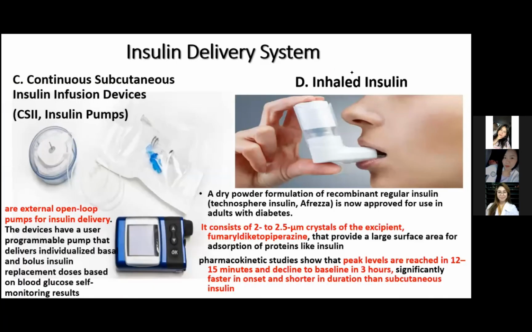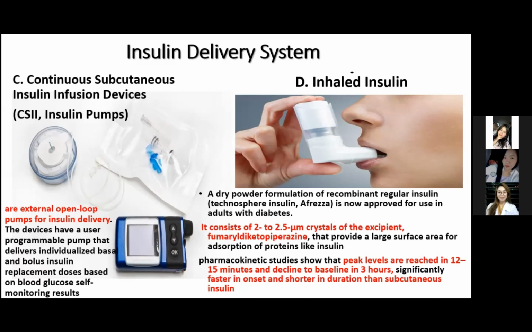So we have continuous subcutaneous insulin infusion devices, or CSII insulin pumps, which are external open loop pumps for insulin delivery. The device is a user programmable pump that delivers individualized basal and bolus insulin replacement doses based on glucose self-monitoring results.